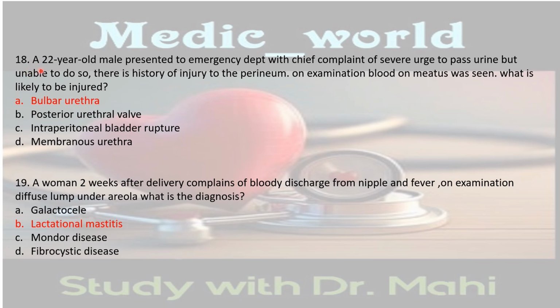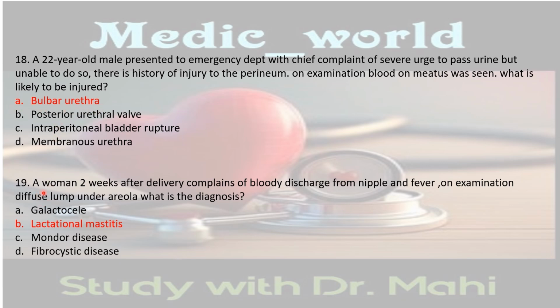Next question. A 22-year-old male presented to the emergency department with chief complaint of severe urge to pass urine but unable to do so. There is history of injury to the perineum. On examination, blood at the meatus was seen. What is likely to be injured? Here the answer is bulbar urethra.